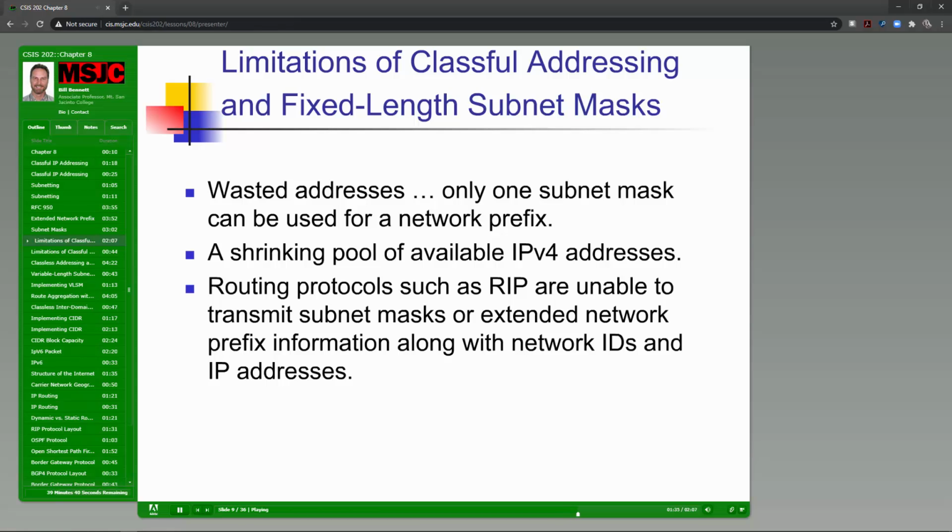In other words, RIP, if it saw that it was a Class B network, it would always assume that the mask was 255.255.0.0. Okay, so there was no way to do otherwise when we used the RIP protocol for exchanging routing tables between routers. So that was another limitation that we had with these fixed length subnet masks, is that the routing protocol would only support fixed length subnet masks and classful addressing.